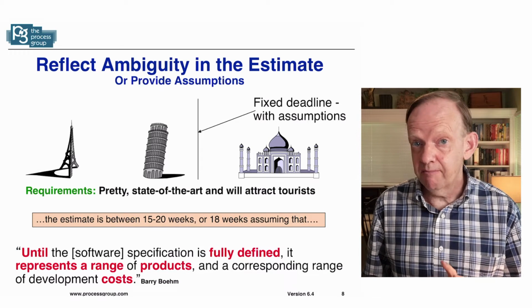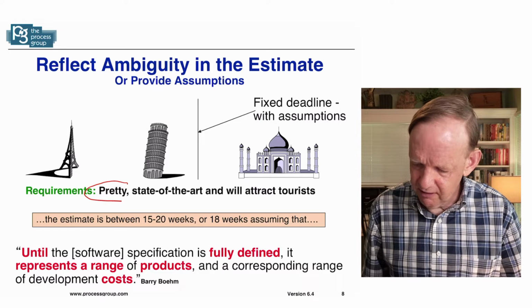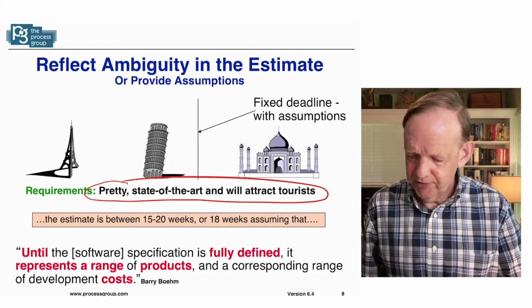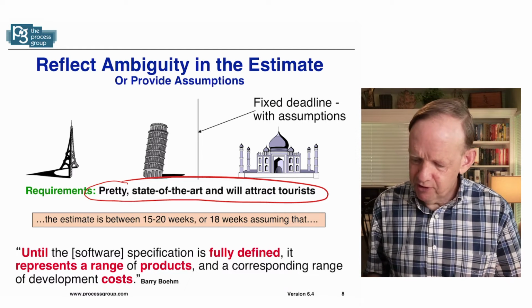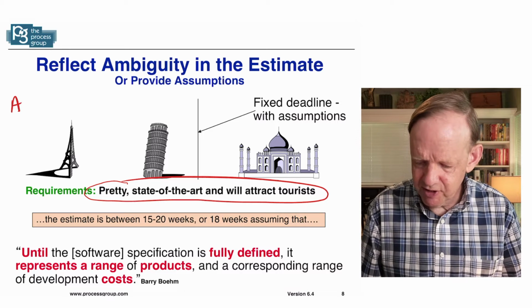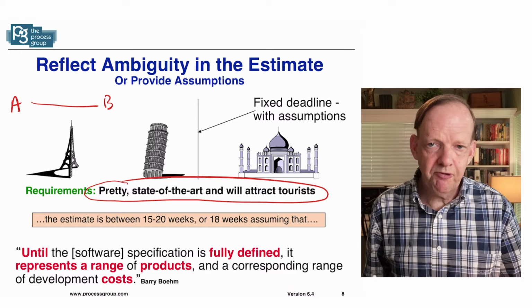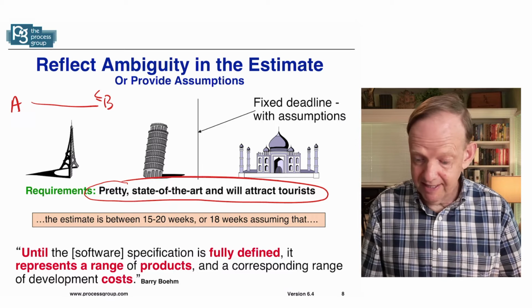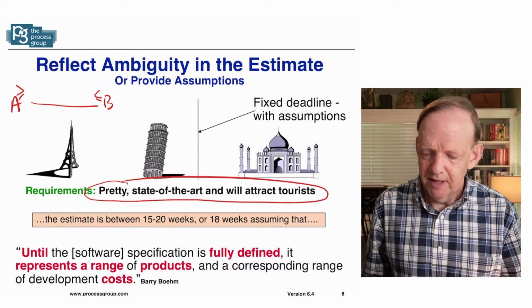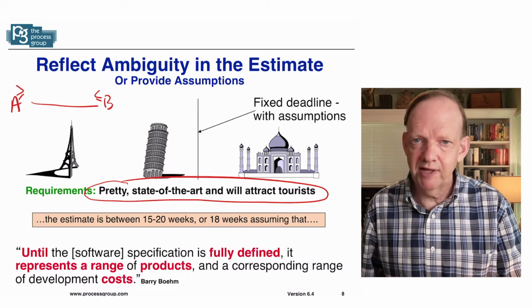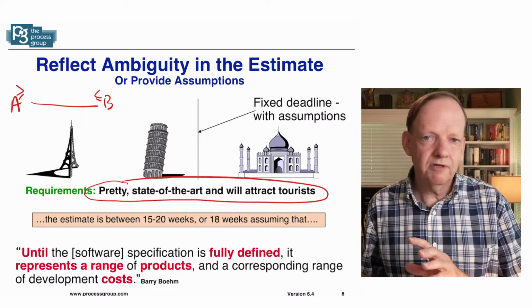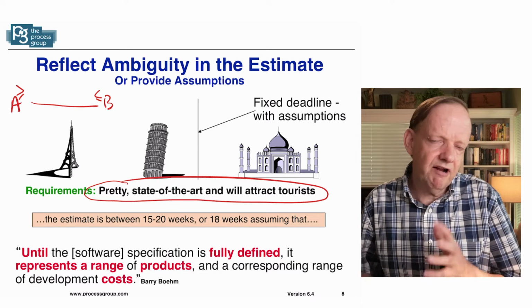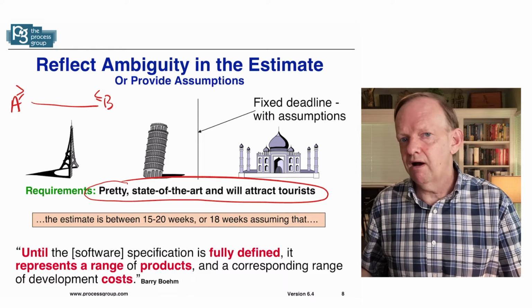Now, if you have requirements that are ambiguous, like the "pretty state-of-the-art and will attract tourists" example from before, then you might give a range. This is an ambiguous requirement, and you can capture ambiguity as a range of estimates, A to B, okay? Where you promise not to exceed B. This is the largest number, and you're likely to probably not hit A. It's going to be bigger than that, okay? You might hit A, but you give a range, and the range comprehends ambiguity. Now, if you can convince the management and customer of that, they tend to like that, because they recognize that the requirements are ambiguous.